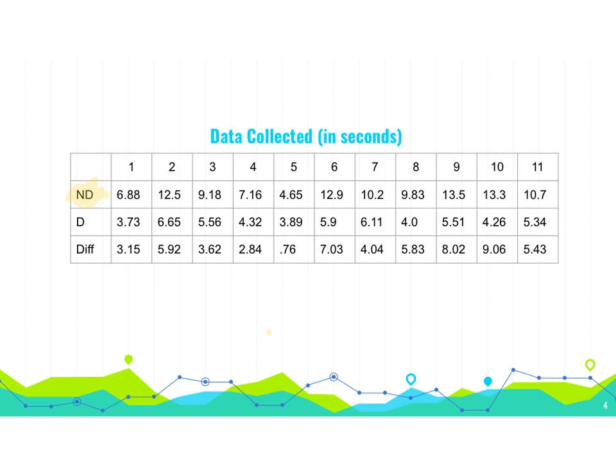We had each of the 11 subjects use their non-dominant hand to write their first and last name and timed them on their speed. Then we had them use their dominant hand and also timed how long it took to write their first and last name. Taking these times, we were able to subtract dominant from non-dominant to get the difference.